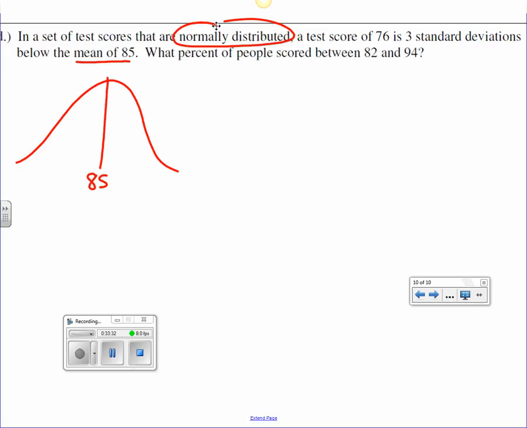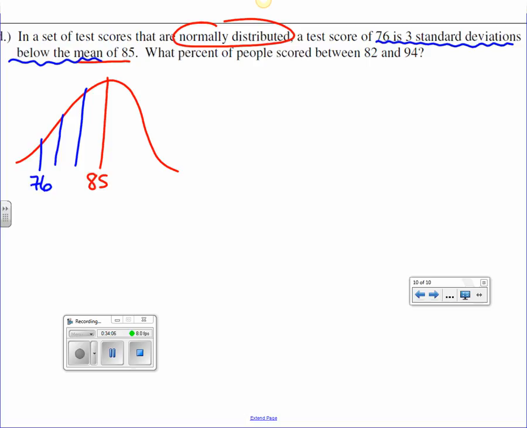What else do you know? You know one other thing. Well, no, you don't know anything about that yet. Okay. 76, you kind of have to read all this together. 76 is 3 standard deviations below the mean. Okay, Austin, hop down. If you want to sit in your desk. 76 is 3 standard deviations below the mean. So you go 3 lines below, and what number do I know is right here?